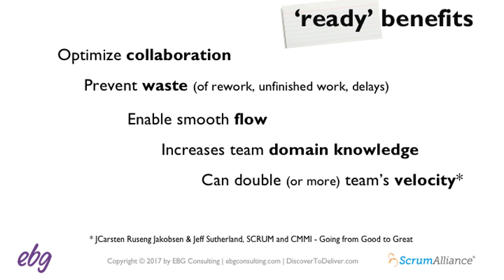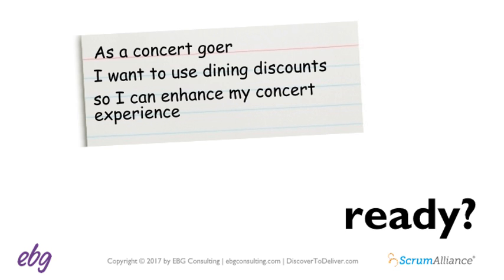Now, according to a study done by Jeff Sutherland and Karsten Jakobsen, product backlog items that have been properly refined can double a team's productivity. And maybe you use cycle time, you should see a reduction in cycle time because you're mitigating delays. So the bottom line is that it enables you to get to done because unexplored requirements really can cause unpleasant surprises. So let's take an example of a simple story.